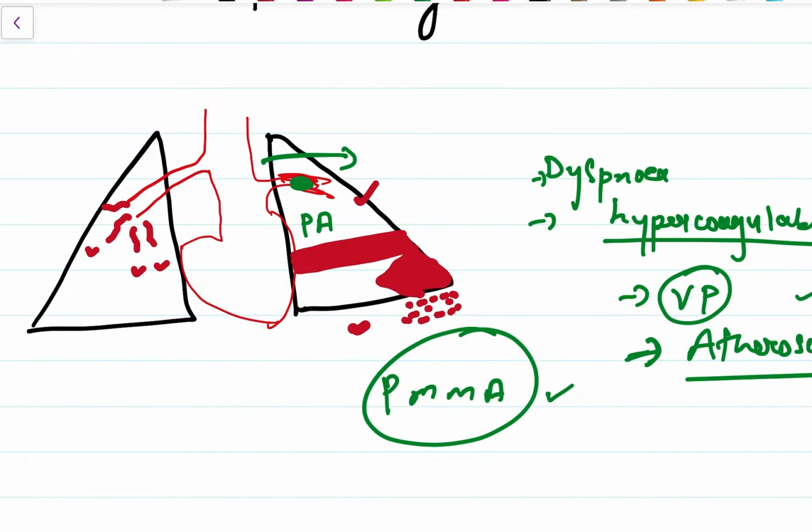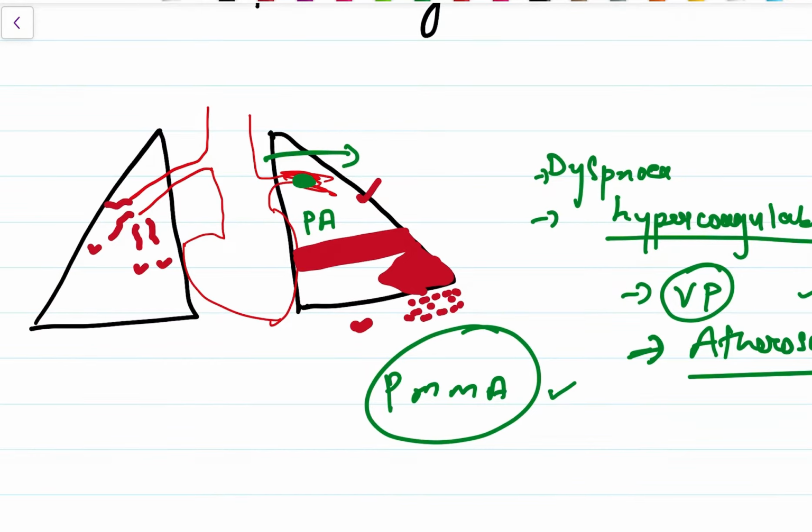It's basically a collection of fluid between the fissures of the lung, because I've already told you that there is no blood flow. When there is no blood flow, this will lead to inflammation, there will be infarction, and collection of fluid in the pleural spaces. Then, as the blood is not flowing forward, there will be dilatation of this artery here. So this will lead to Fleischner sign.